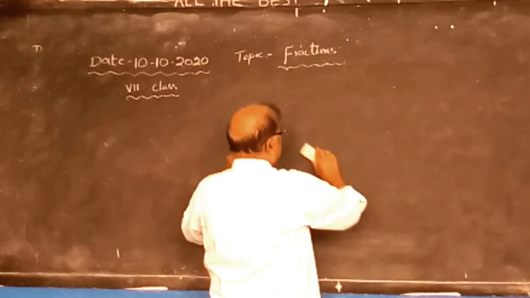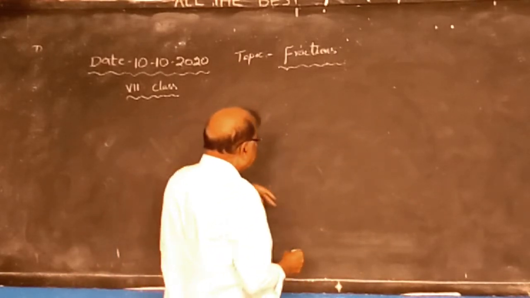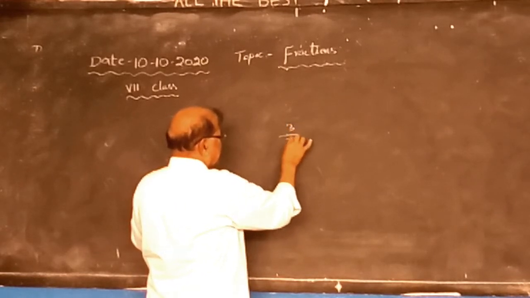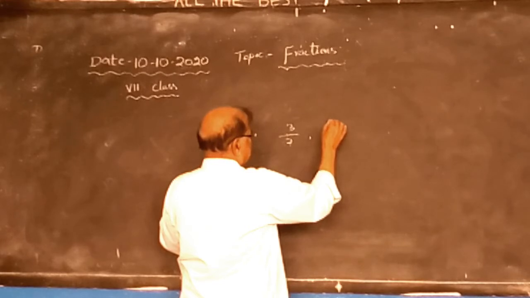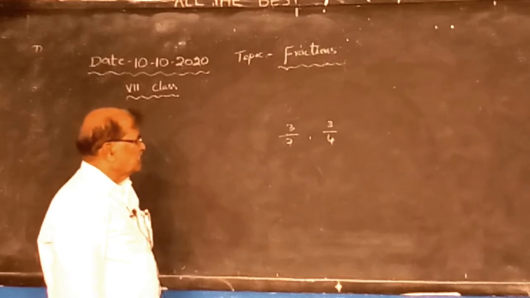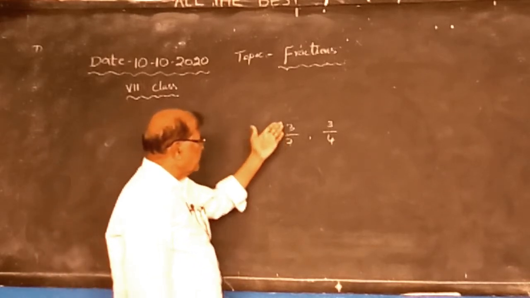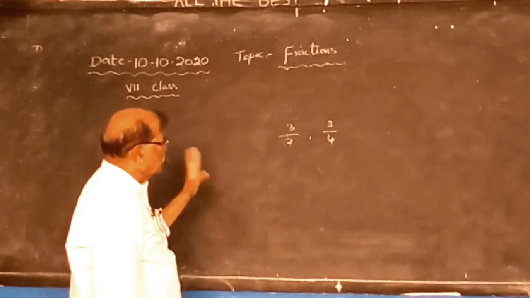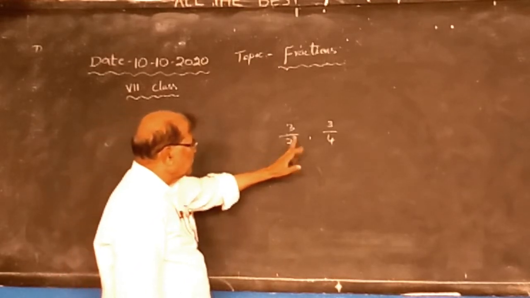So whenever you want to study or compare fractions, you must make the denominators equal. For example, take 3 by 7 and 3 by 4. Which is greater? Here 7 parts are made, 3 parts are taken. Here 4 parts are made, 3 parts are taken. It is possible only when we make like fractions. Like fractions means the denominators must be the same.